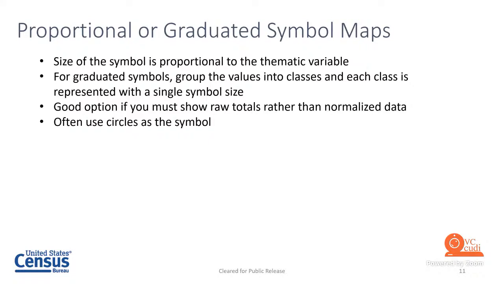So proportional symbol maps do have their drawbacks in terms of readability. Humans are pretty good at judging differences in length or height, but not as good at judging differences in area. So they're more difficult to interpret than, say, a choropleth map. The graduated symbol map can be a good option, as the classified data limits the number of symbol sizes that one would need to differentiate on a map. Circles are the most common symbol choice for these maps, and we use these maps to show raw totals. Okay, next slide, please.